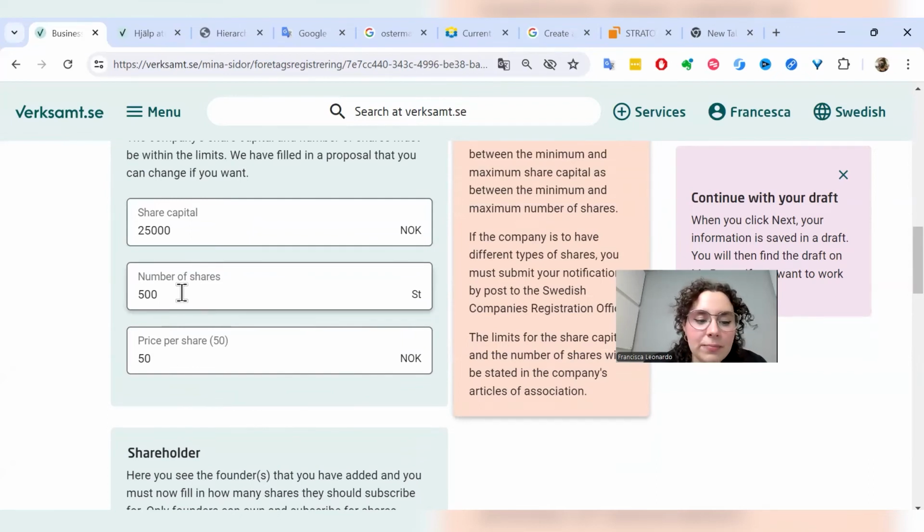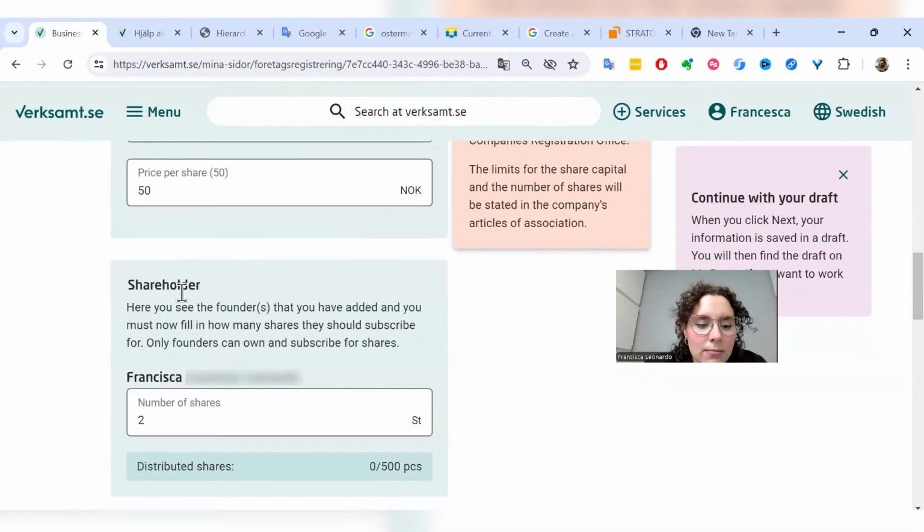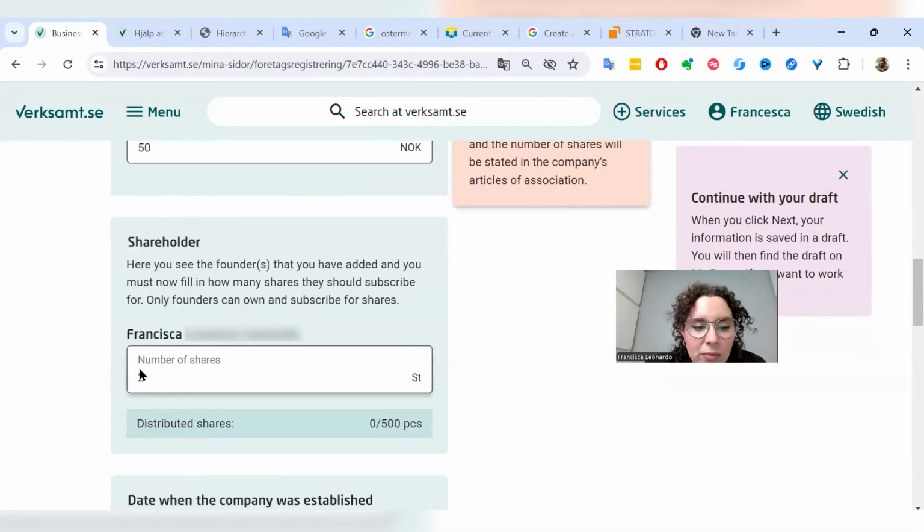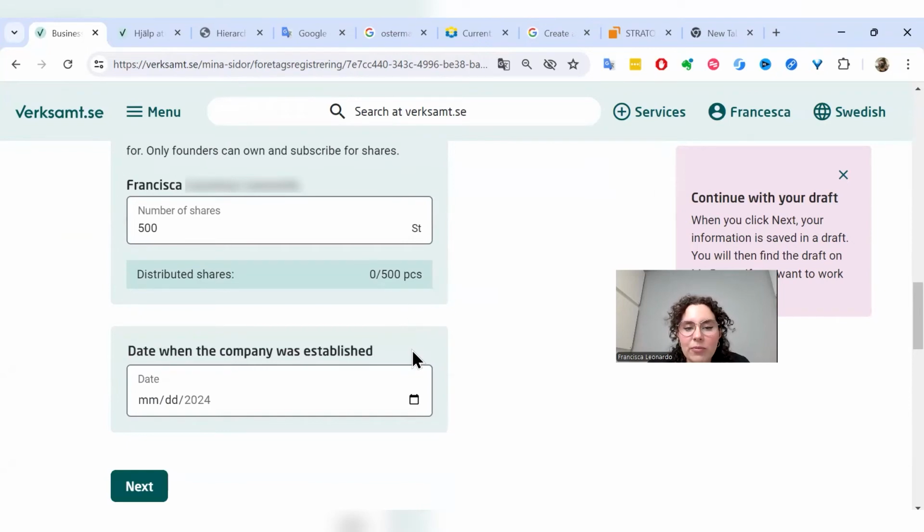So what does this mean? When I'm filling out this information, I have to put here 500 shares, because that's the thing that I'm saying. That is the minimum. Only founders can own and subscribe for shares. If you have other business partners, maybe you're splitting equally, maybe some people are pitching in more than others, then you're going to have to share differently. You're going to have to distribute the shares.